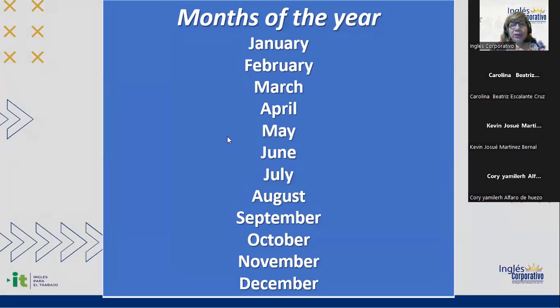Okay, today we are going to practice vocabulary, guys. Beginning with the months of the year. We have 12 months of the year. I'm going to read them and then we practice. January, February, March, April, May, June, July, August, September, October, November, and December.